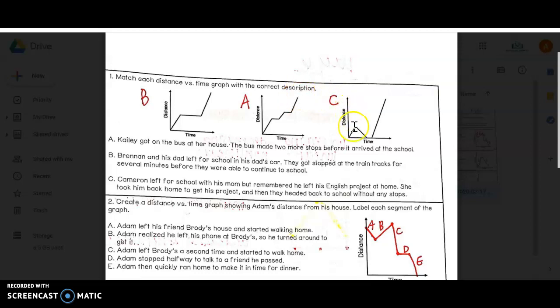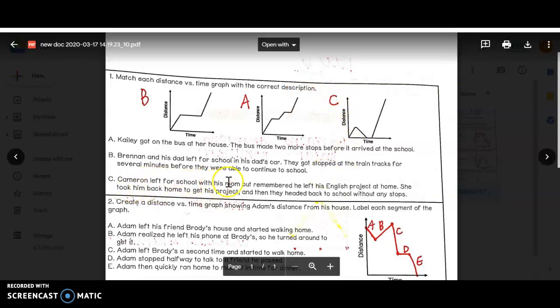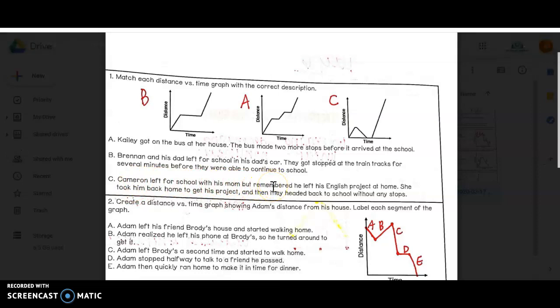Okay, and then the last one, C. Cameron left for school with his mom, but remembered he left his English project at home. She took him back home to get his project, and then they headed back to school without any stops. So at the origin, he's starting at home and no time has passed.